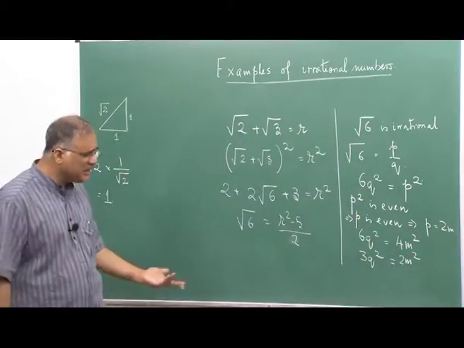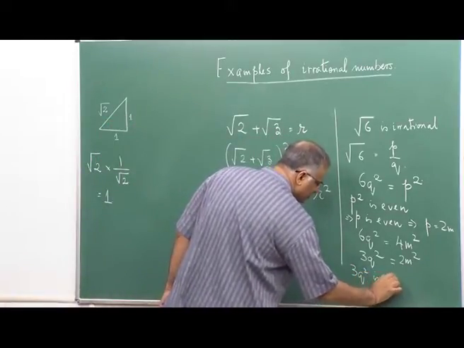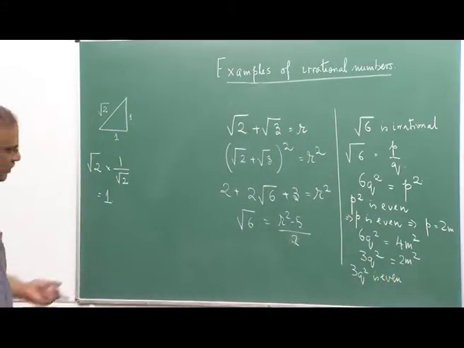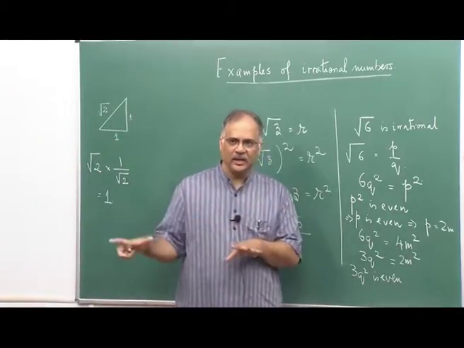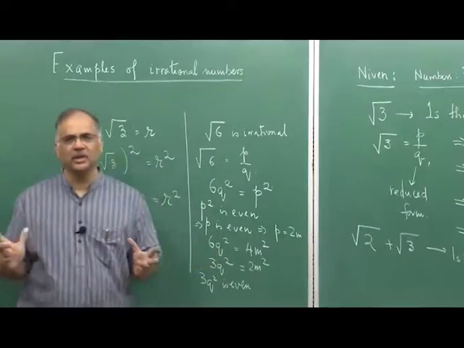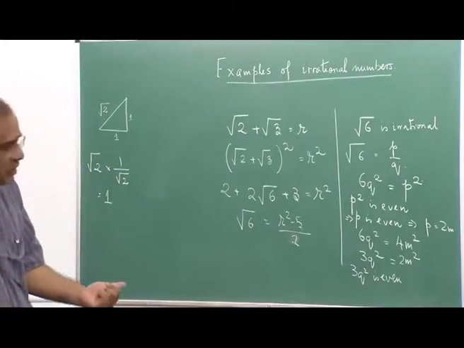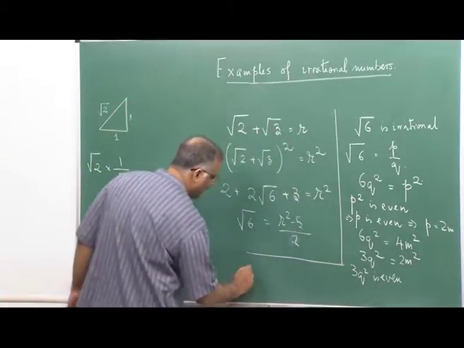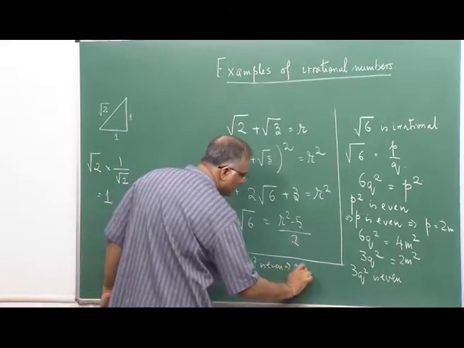So, what does it mean? It means that 3 q square is even. Now, if 3 q square is even, q square itself must be even because 3 is odd. If you multiply an odd number with an odd number, you would never get an even number. To multiply an odd number with an even number, you will get an even number. So you will immediately have from here that q square is even, which will imply q is even.